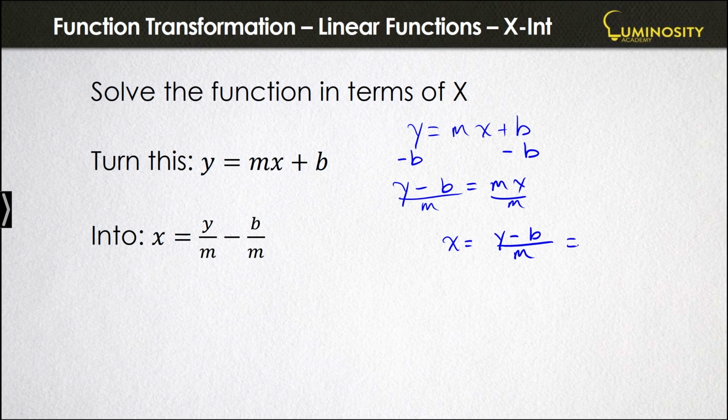But our fraction rules tell us that when you're dividing everything in the numerator by the same denominator, you can just separate them out. And so our x-intercept is this negative b over m. And so this will tell us how our graph shifts left or right.